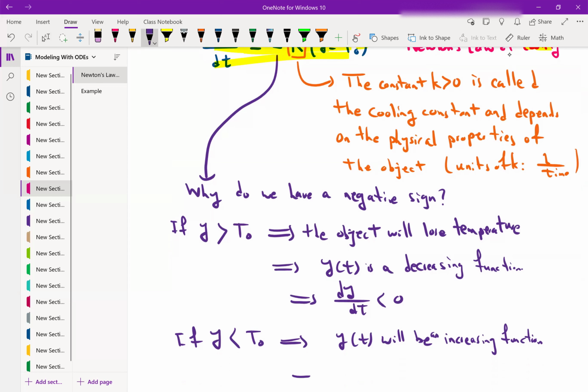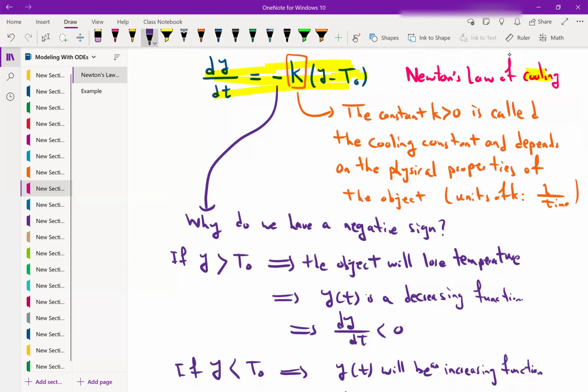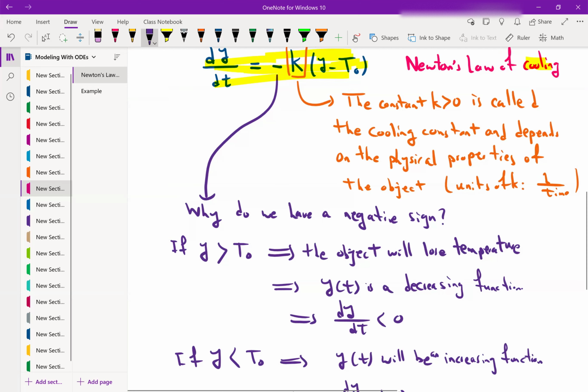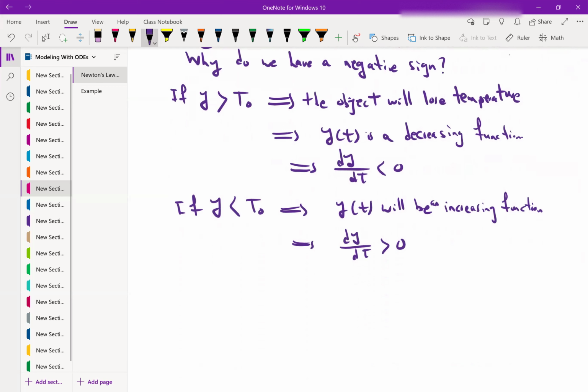And so in this case, we expect dy/dt to be positive. And this is exactly, again, what this negative sign does for me. When y is less than T naught, y minus T naught is negative. Negative times negative will give you a positive number. So I explained the negative sign. And let me also make a quick comment about the general solution of this equation, and then I will solve an example.